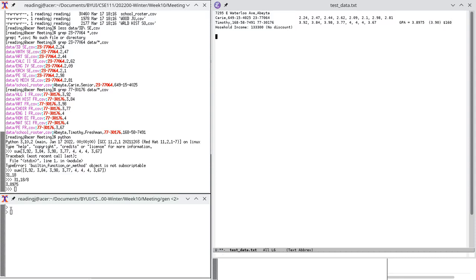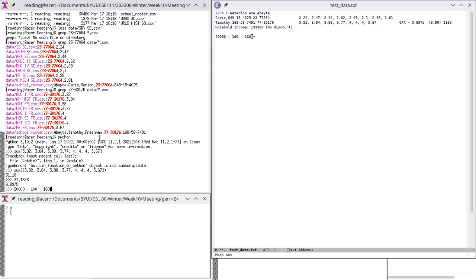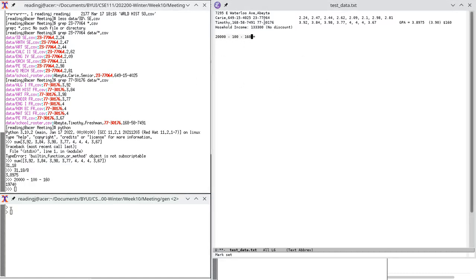So their tuition is going to be 20,000. I gotta count zeros. 20, 1, 2, 3, minus 100 for the multi-student discount, minus 160, and that is, we'll let Python do the work for us. So their family should be 19740. Alright?